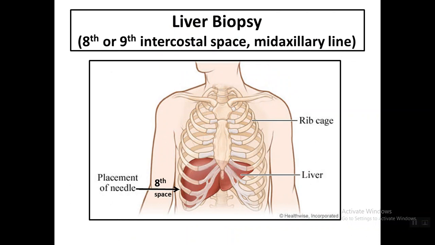If we want to take a liver biopsy, we should place the needle at the mid-axillary line, in the intercostal space. We choose the 8th or 9th intercostal space, mid-axillary line, to go directly to the liver, and we are trying to avoid the pleural space.